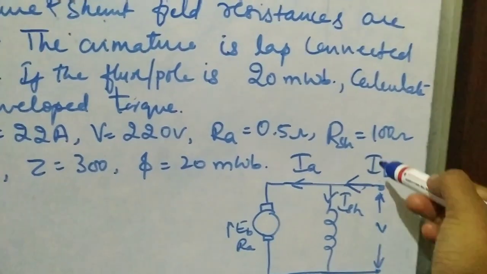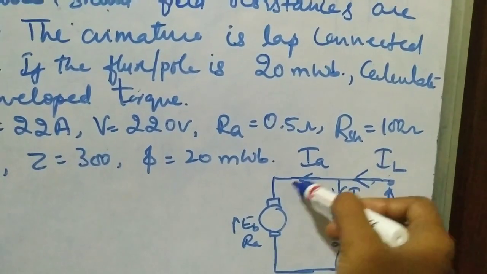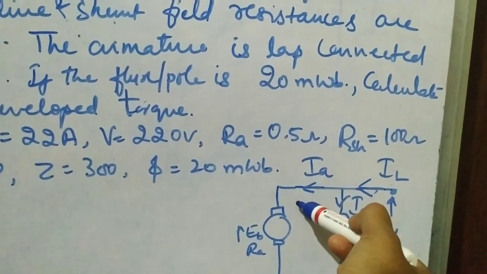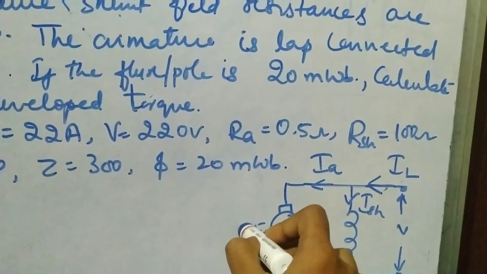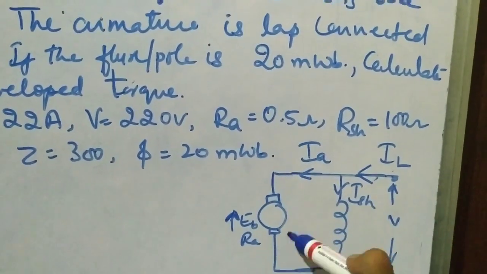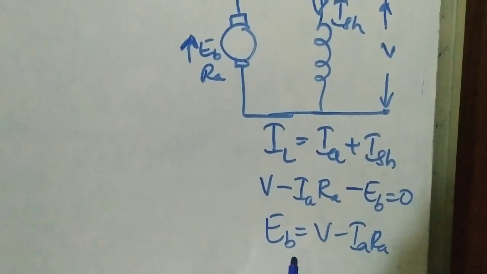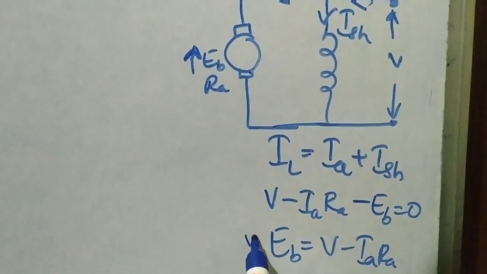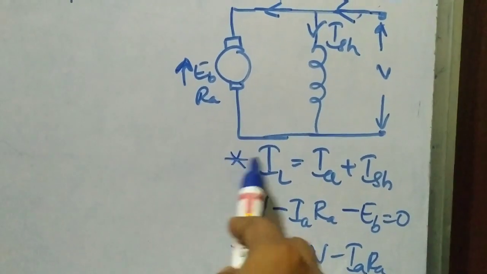So we have to write down this arrangement, for which you should be aware of KCL and KVL. The line current will be equal to IA plus ISH, and if you apply KVL to this loop, we get voltage V minus IA into RA, that is, higher to lower potential means minus IA into RA, and this EB will always be opposite to the supply voltage, so minus EB is equal to 0. Finally we get EB is equal to V minus IA into RA. This is a basic formula which you require further when you solve the problem, this one as well as this formula.